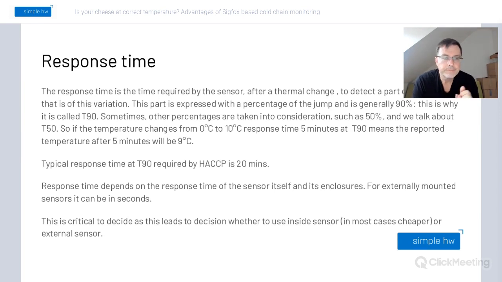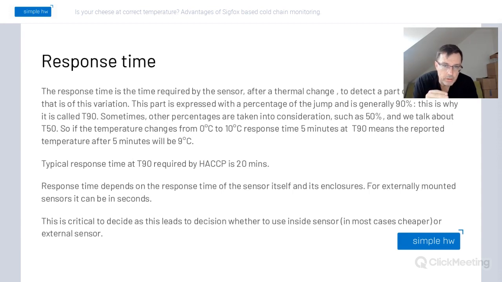Response time. This is also quite important. Response time is basically how fast the thermometer reacts. Based upon that, one needs to decide whether one can use an internal thermometer or whether one needs to use an external thermometer on the case. It's given as a time, mostly at how fast the temperature changes. Let's say that you have the temperature change from 0 degrees to 10 degrees. How fast will the thermometer report a temperature of 9 degrees? This is how fast you'll get this information.